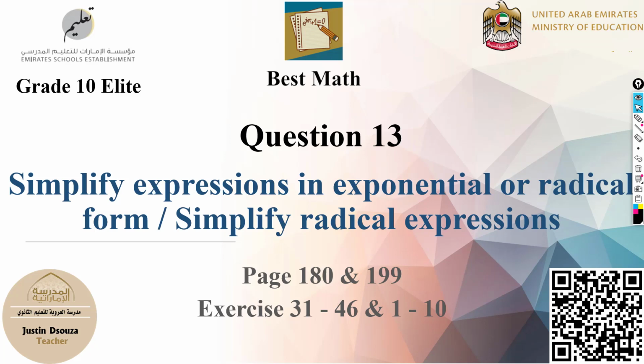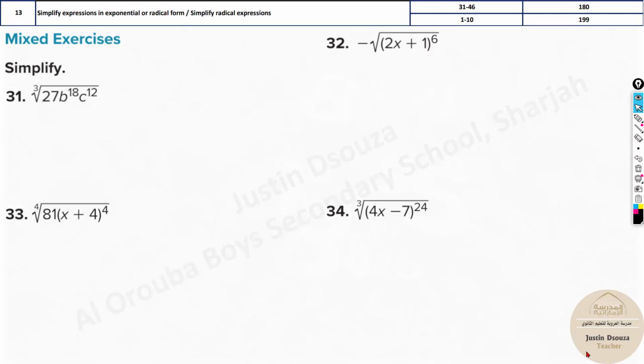Question number 13 is to simplify expressions in exponential and radical form and simplify radical expressions. Here we can do a shortcut calculator method. I will tell you that first, but wait, first let's see how to simplify this. Here you have a cube root, isn't it? You have to apply this cube root throughout.